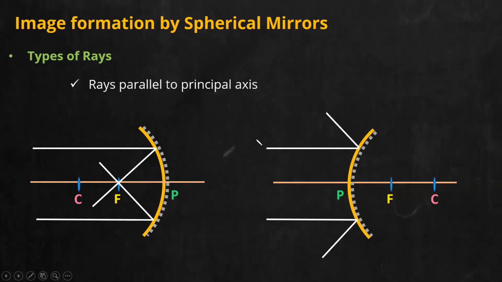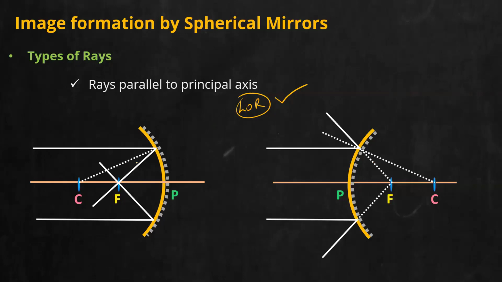So the question was, are the laws of reflection applicable here? Here also these laws of reflection are applicable. For example, consider this case, a concave mirror. Any circle has a center. If you draw any line from the center passing through any point of the circle, it will always be perpendicular to the surface.